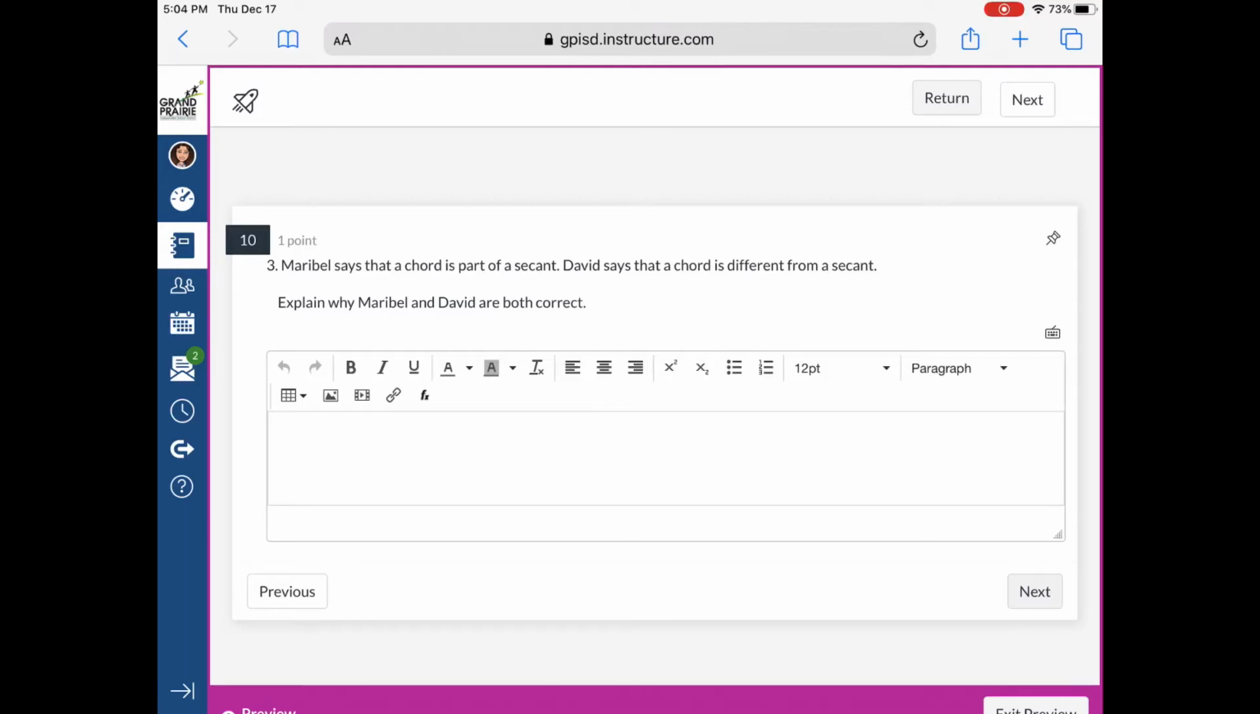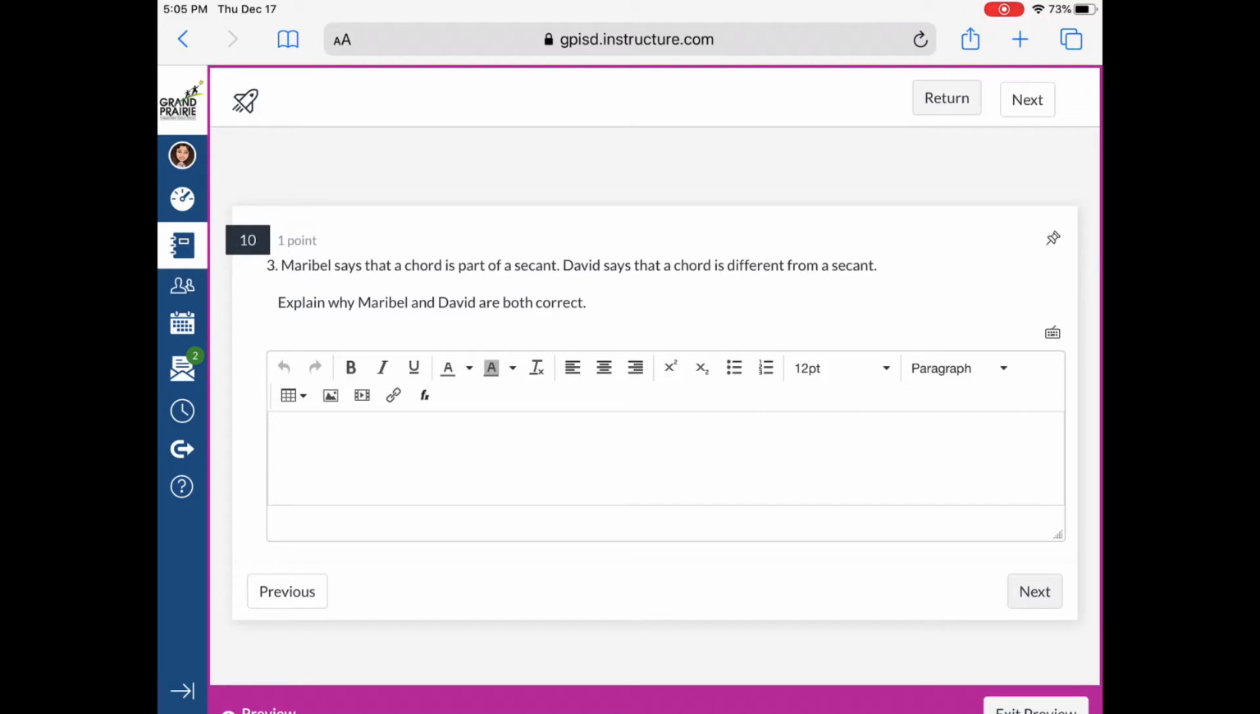All right, so here it says Maribel says that a chord is part of a secant, but David says that a chord is different from a secant. Now, I want you to explain why Maribel and David are both correct. Yes, and they are both correct. So why are they both correct? So I want you to just pause this video and think a little bit. Why are they both correct?